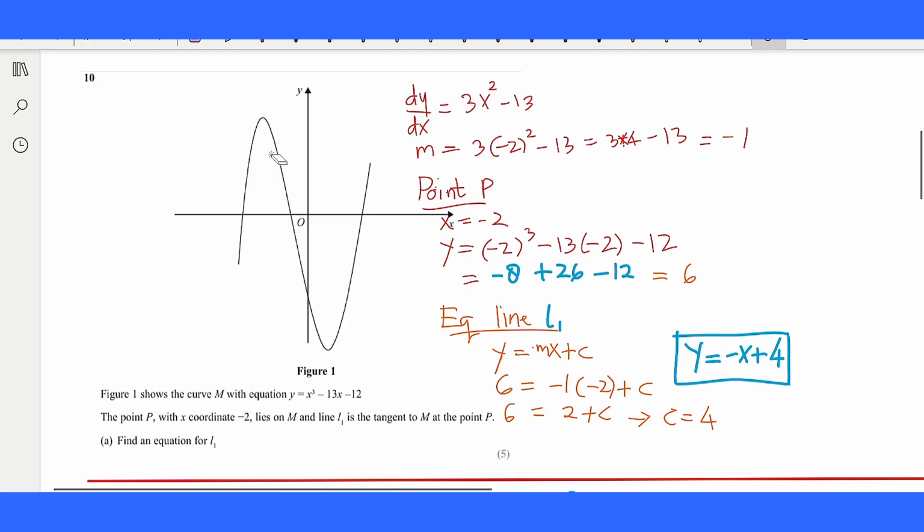Then the equation of the line is y equals mx plus c. We plug in y is 6, the gradient is -1, and x is -2, plus c. Now we find c: 6 equals -1 times -2, which is 2, plus c, so c is 4. So this is our equation of line 1, y equals -x plus 4. Next.